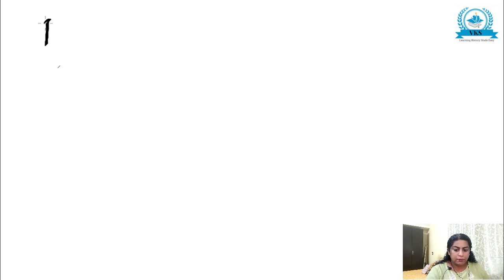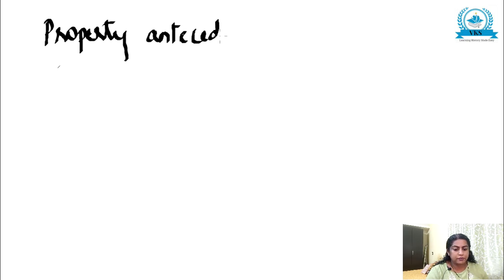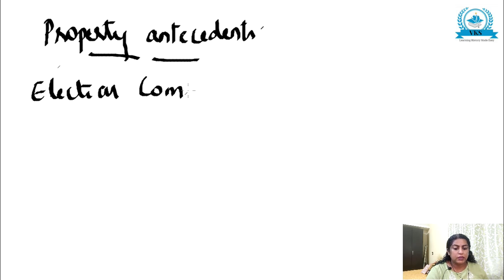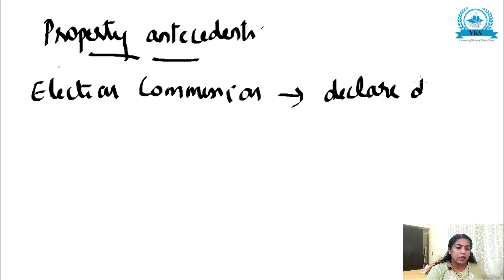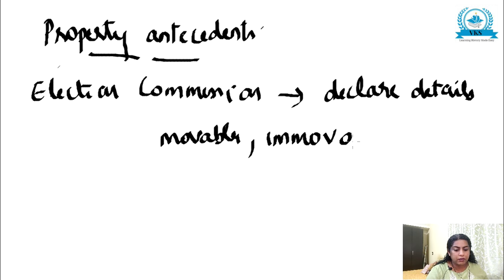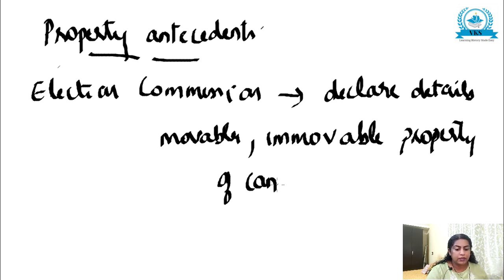Property antecedents. So the Election Commission have made it mandatory to declare details. Any person contesting the election has to declare details regarding movable and immovable property. Details regarding movable and immovable property of the candidate and his family.